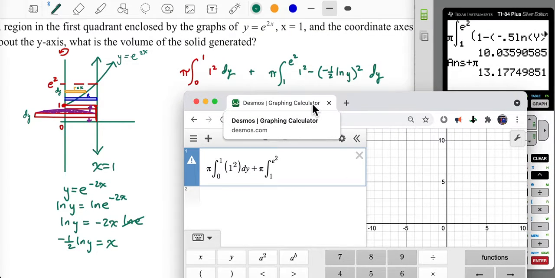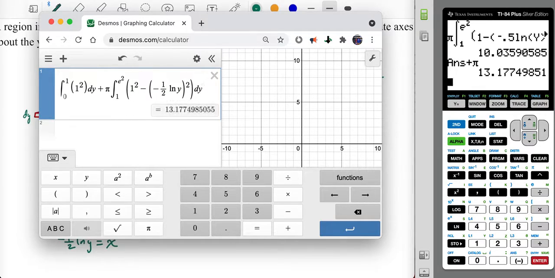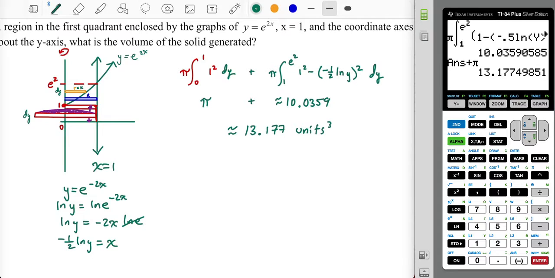And that's 1 squared minus, you know, all that other good stuff. Negative 0.5, so negative 1/2 ln of y, close it up, square it, close up the integrand, slap on a dy, 13.177, which is what we came up with on the graphing calculator, the TI that is. All right, so we're in good shape there.